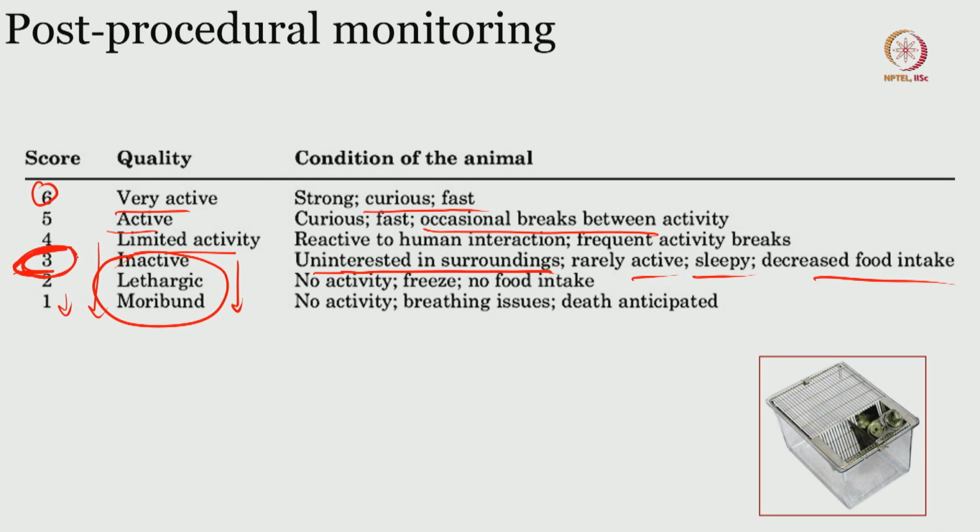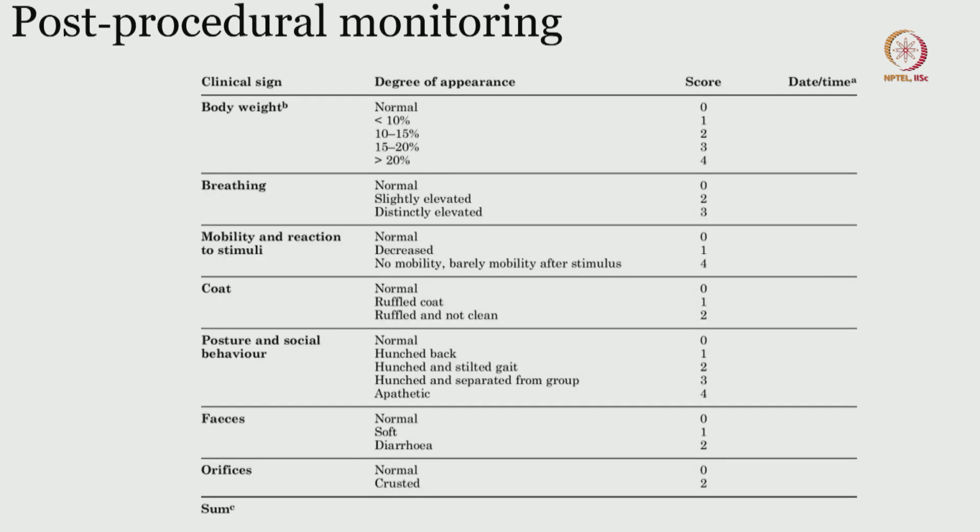Unless you identify it, rectify it, and bring it to 5 or 6, it is going to go down very soon. The moribund state is an almost dead rat. Death is anticipated if there are breathing issues and absolutely no activity. Such scoring helps us to monitor the health status after the surgery and gives us a chance to rectify problems at the earliest.